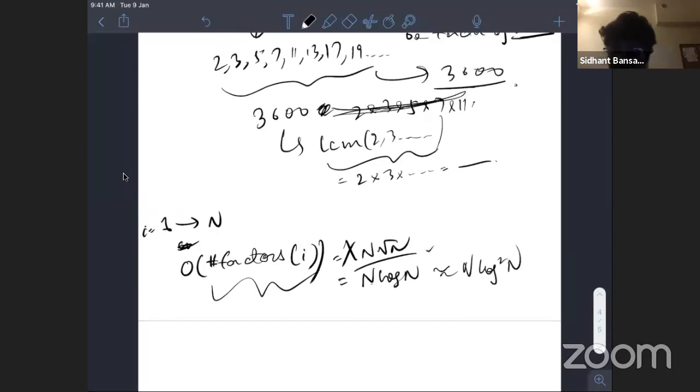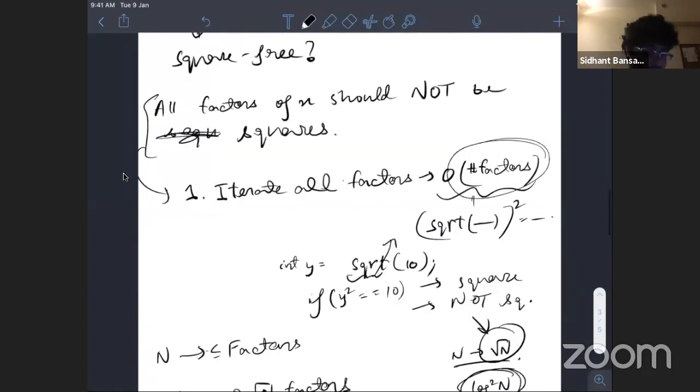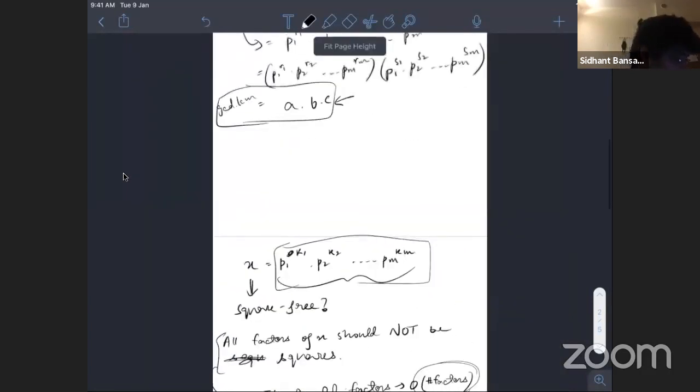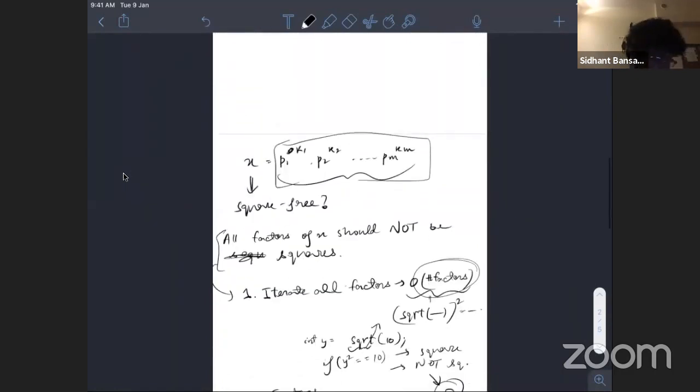You can actually run it on your computer and test. Okay, Devansh, we'll come to that later. How do we calculate the number of factors? Yeah, we'll come to this later. But square free numbers: this was the first approach.